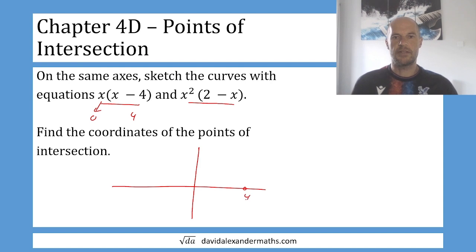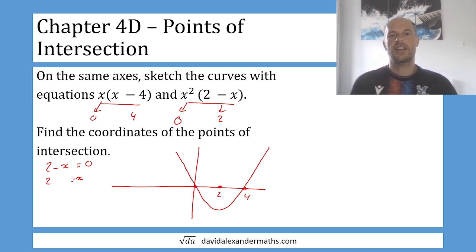Okay, so there is 4, there is 0, so it's going to look like that. And this has got a repeated root at 0, and what are we going to do with 2 minus x? We need to be careful. Let's make 2 minus x equal 0, so therefore 2 equals x. Okay, so this is my solution of 2. Right, so it's cutting through here.